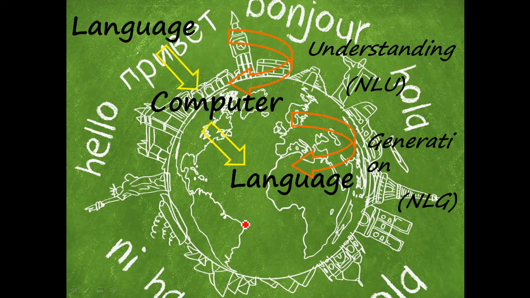For the basic structure of machine translation, the computer works like this. It understands the language or text, processes it, and generates it into another language.